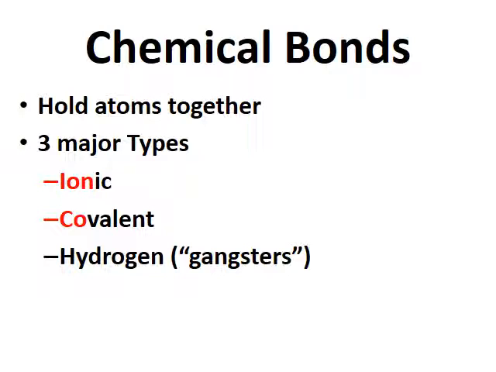Now what bonds do is they hold atoms together in a stable association. And there are three major types of bonds. There are ionic bonds, covalent bonds, and hydrogen bonds. And I've highlighted certain parts of these terms to help you remember what's going on. Ionic bonds involve ions. A short while ago I told you what an ion was. It's a charged atom. So you have two different charged atoms coming together and sticking together because opposite charges attract. I'll show you how that forms in a second.